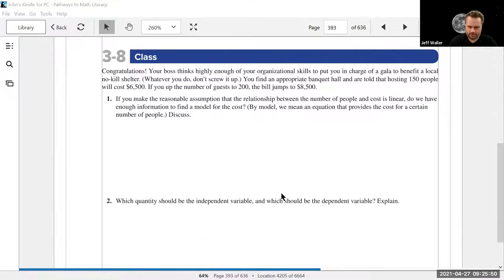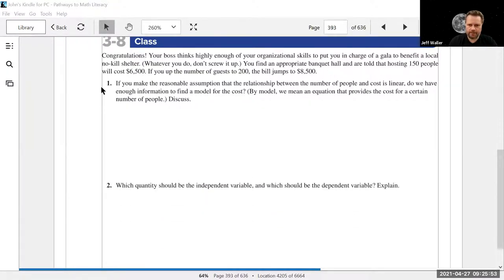All right. So congratulations. Your boss likes you. So they tell me we're going to have a party. And just to make this realistic, let's say this is January 2022. All right. Who knows? Let's be optimistic. Maybe that's true. Okay. And we're going to have this big party in this banquet hall. We're hosting 150 people, and that will cost $6,500. They tell us that if you make the number of guests 200 people, then the bill jumps up to $8,500.